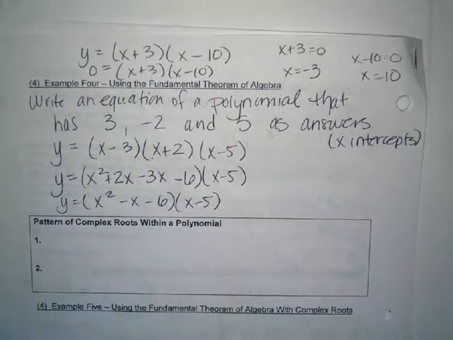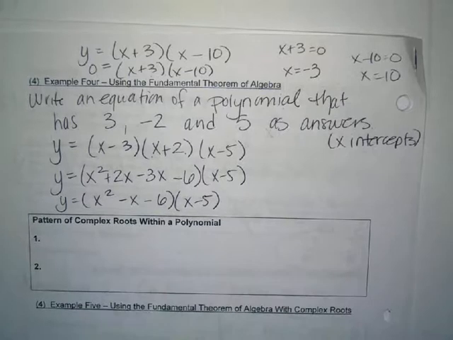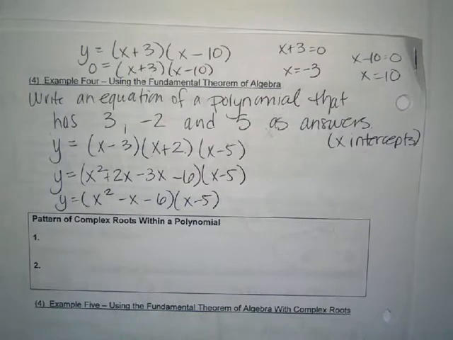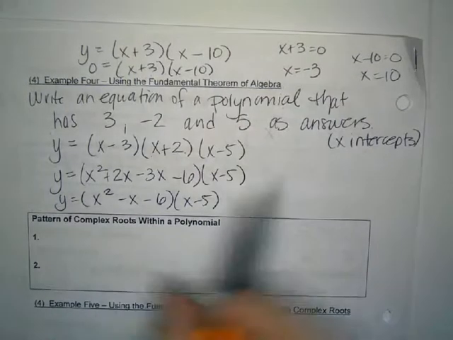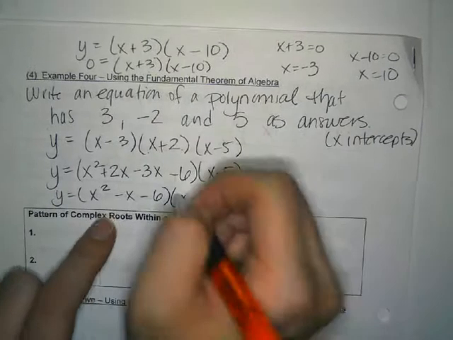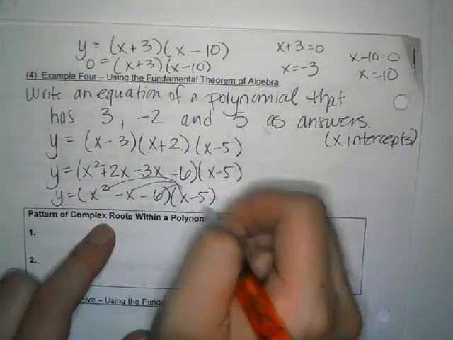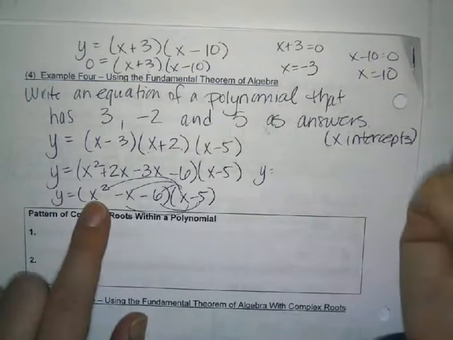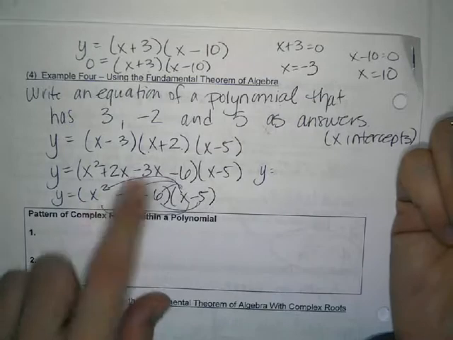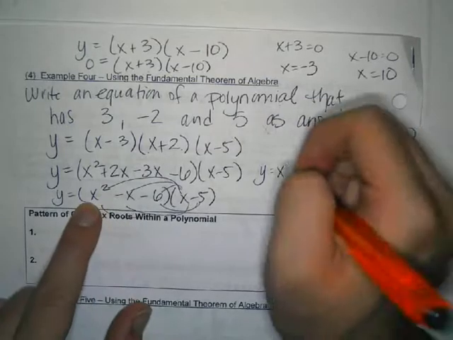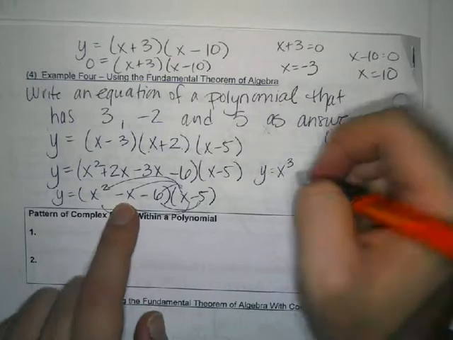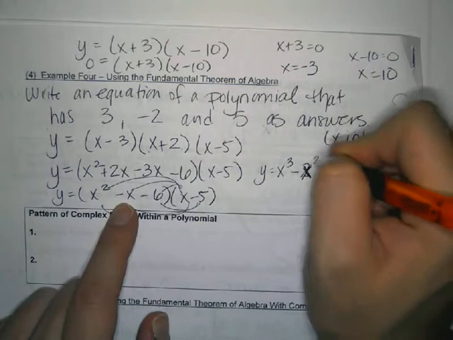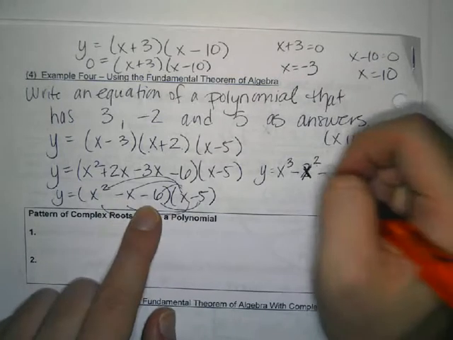Okay. And then we're going to have to multiply these together. Now, we can't use FOIL here because you have 3 terms in this one. But FOIL is just a fancy way or a method to distributing. So we're going to distribute. Now, when you distribute, you have to distribute the x to each term and the negative 5 to each term. So we'll do it one at a time. We're going to distribute the x through. So x times x squared is x cubed. X times negative x is negative x squared. X times negative 6 is negative 6x.